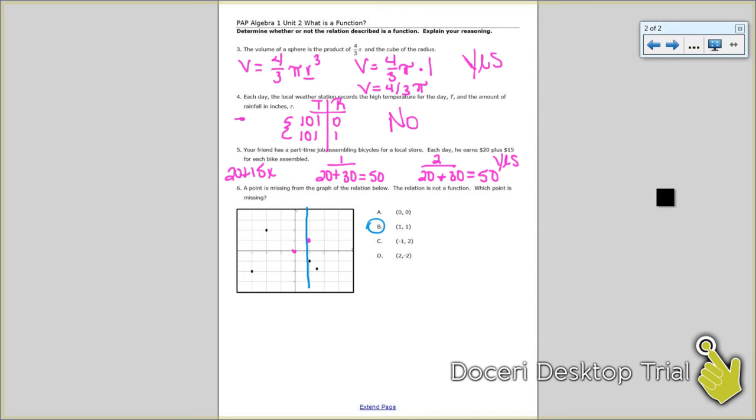So that's how to identify a function. Vertical line test to make sure each x value is paired with only one y value, so you don't have any repeated values of x with different values of y. That's how you determine if something's a function.